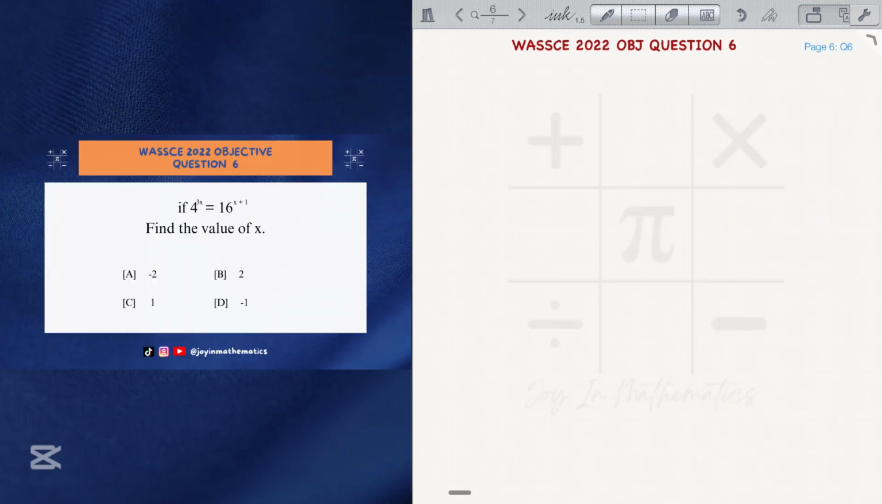Now we have WAEC 2022 objective question 6. The question says, if 4 raised to the power of 3x is equal to 16 raised to the power of x plus 1, we should find the value of x. Merely looking at this, we know that this is a question on indices, and we can recap the formulas of indices.